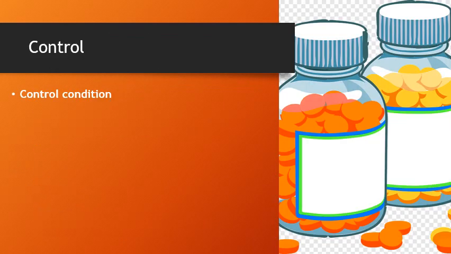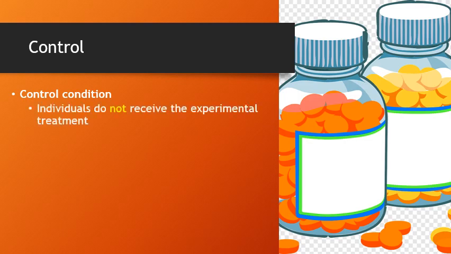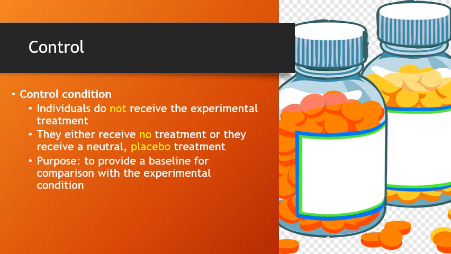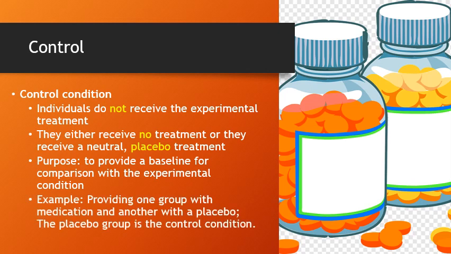Let's talk about a control. Sometimes you have a control condition. This is where individuals do not receive the experimental treatment, like the placebo in the previous group. They either receive no treatment or they receive a neutral placebo treatment. Either way, they're control. Its purpose is to provide a baseline for comparison with the experimental condition. Example, just like we talked about, providing one group with medication, another with the placebo. The placebo group is the control condition.